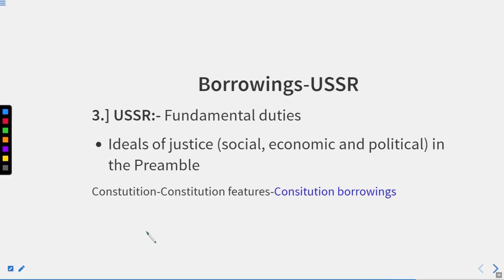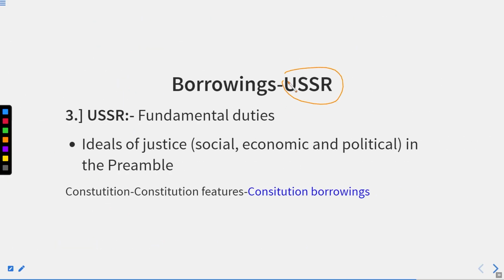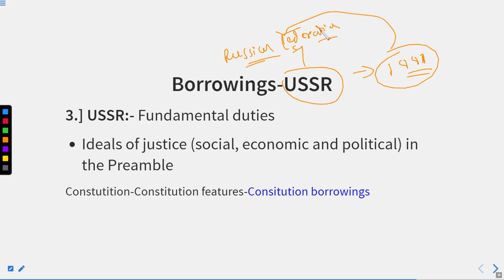Okay. Moving forward, from USSR, which is right now known as the Russian Federation. Okay. So USSR broke down in the year 1991 and then we got the Russian Federation along with some other countries. Alright. So from USSR, because we are talking about 1946 to 1950 till we implemented the constitution, during this time the USSR existed. We had taken fundamental duties and ideals of justice, social, economic and political in the preamble.